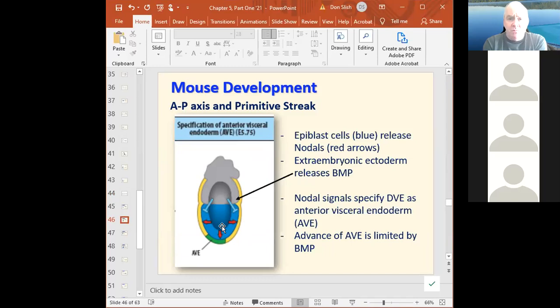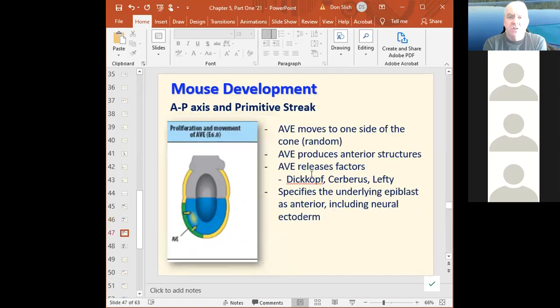So your nodals are coming out of the embryo proper, the ectoderm here, and it converts that DVE into the AVE. And the AVE is going to slide up to one side. Now, which side it goes to, if you're looking at this in 3 dimensions, is kind of random. There's really no signal there to make it go up one side versus the other because it starts right at the bottom. Once it becomes AVE, it slides up to one side. So now we've got it slid up on the left over here. So that's going to be our anterior position, and it's going to specify anterior structures, specifically brain.